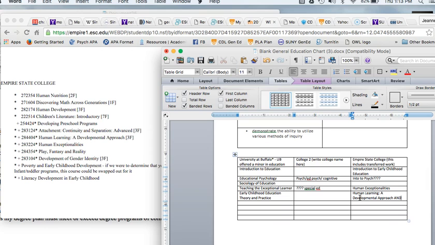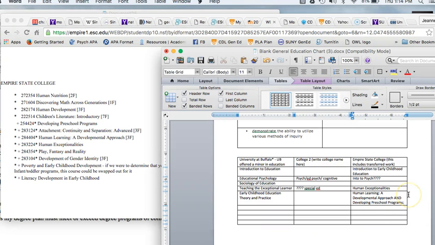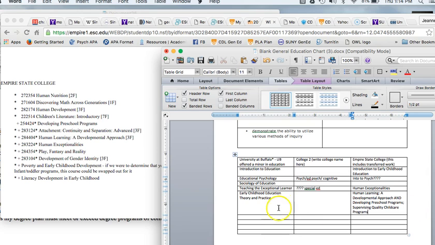and put in developing preschool programs. Because within those two classes, I have learned about the theory of education, theory of learning, and how to put that into practice. Developing a preschool program. I could also put in, she has a seminar in supervising quality childcare programs. So that would be practice right there. I could also put that class in. So that deals with practice.